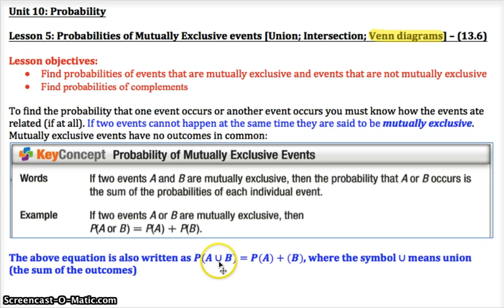Sometimes they use this symbol for or. It looks kind of like a little U. It actually stands for the word union. The union of those two sets is just add them together. You can only do that if it's mutually exclusive. If they're not mutually exclusive, if there's a chance that things could be both A and B at the same time, then this will overestimate the probability, and that's not good.